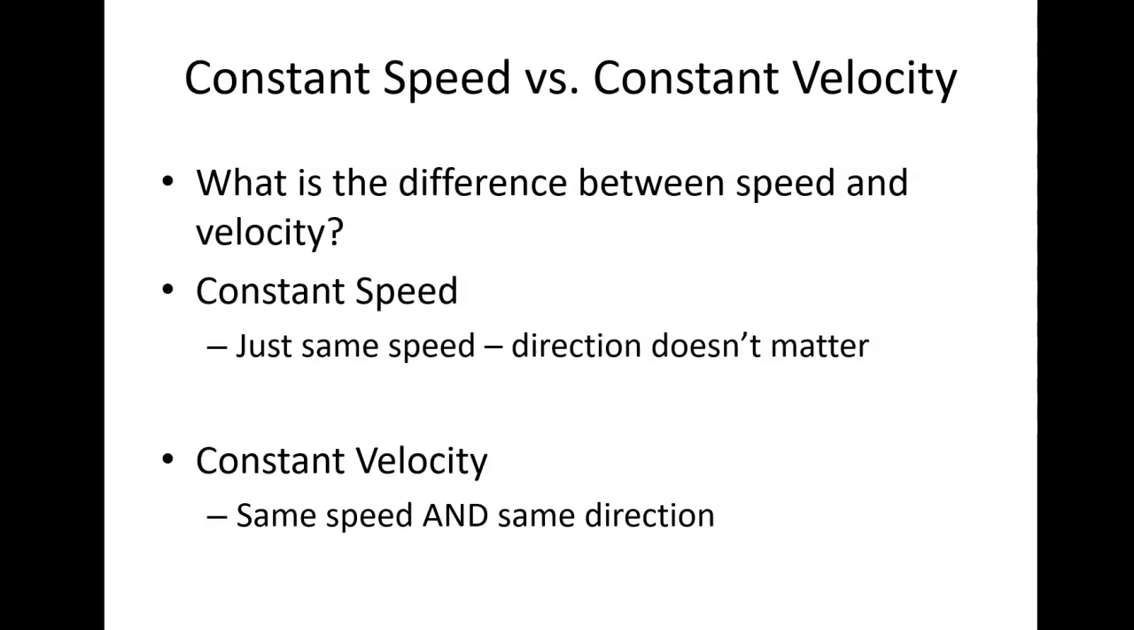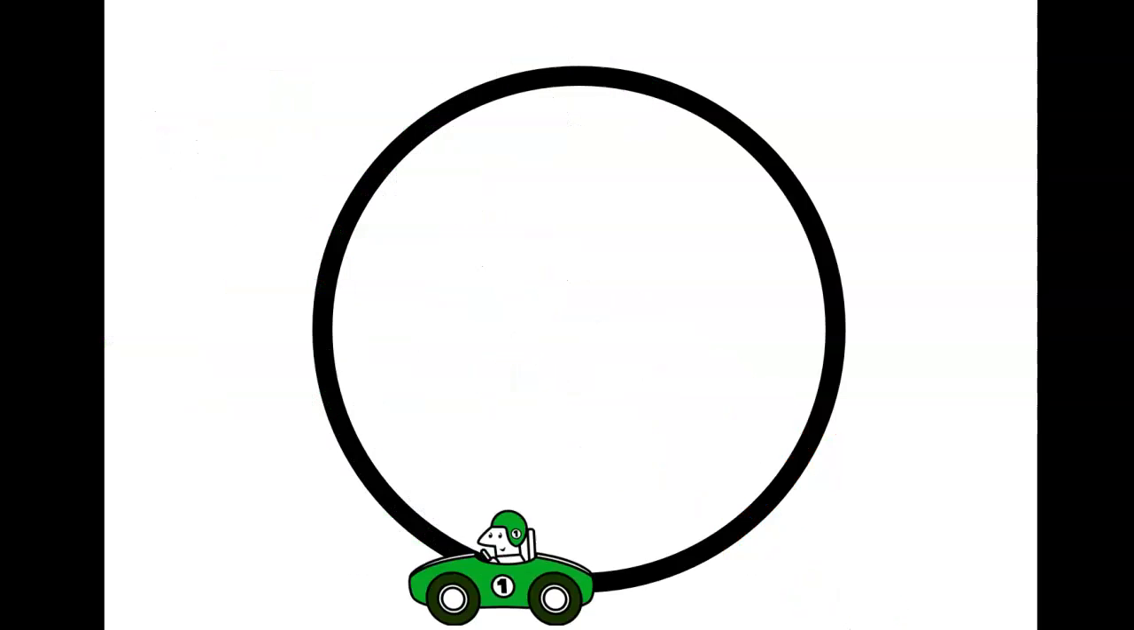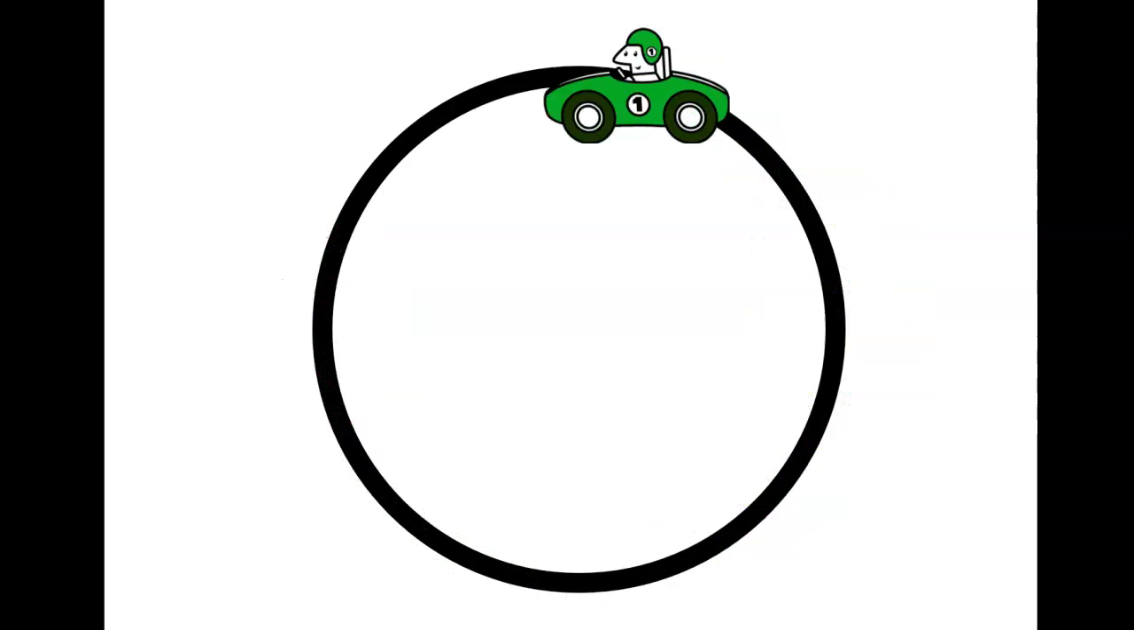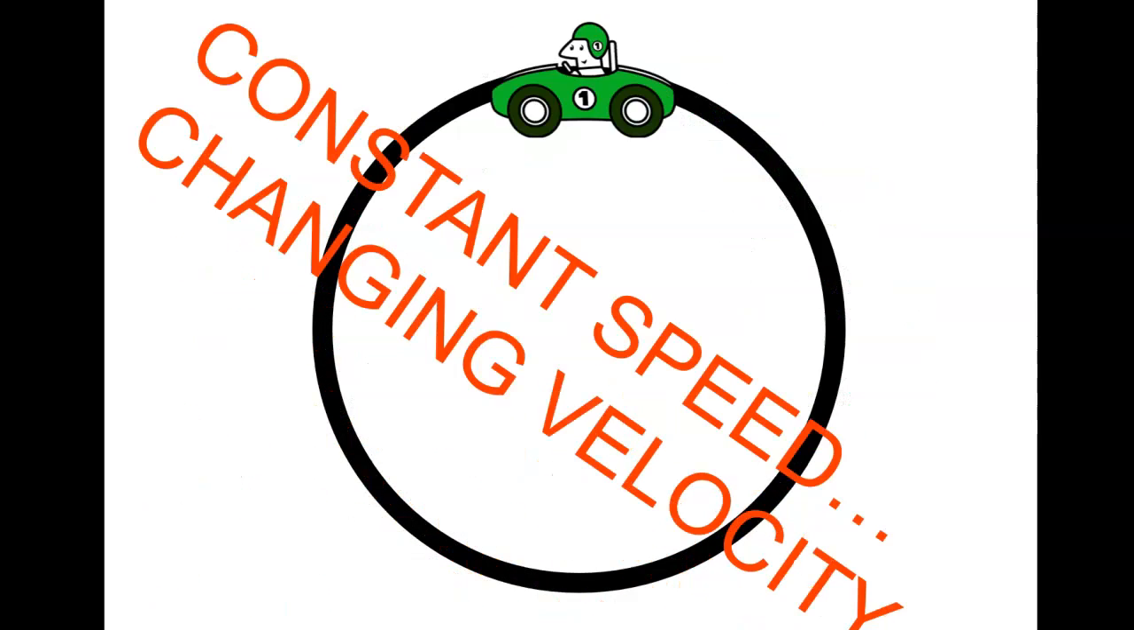When can we have constant speed versus constant velocity? So what is the difference? Well, constant speed is when you have the same speed where the direction doesn't matter, where constant velocity is the same speed and direction. So looking at this vehicle, the way that it's moving, we have constant speed and constant velocity. Here, as this car is moving in a circle, it is constant speed, but changing velocity because the direction is changing. Here, we see that the car is speeding up. So therefore, this is changing speed and changing velocity because it's speeding up and slowing down.